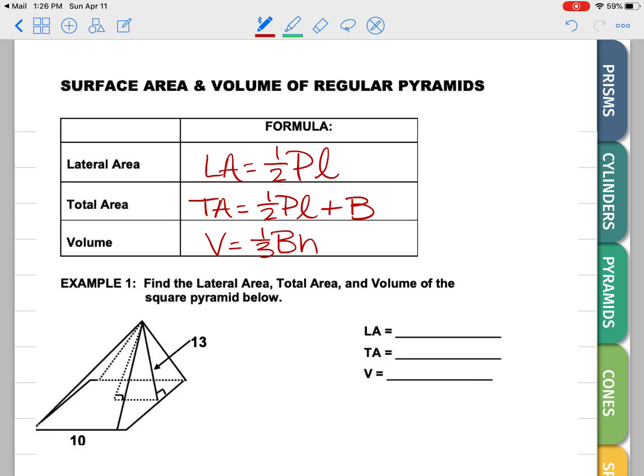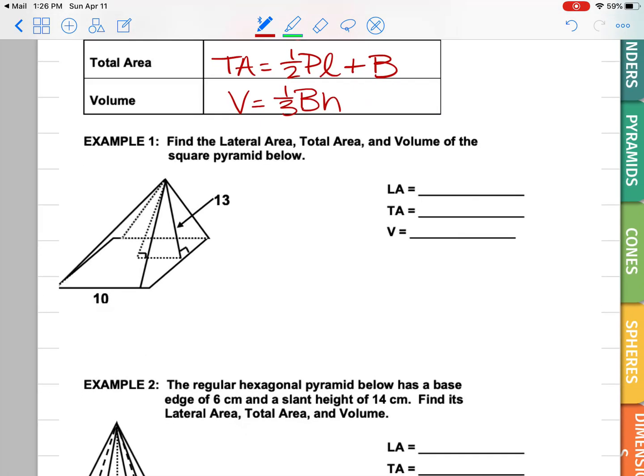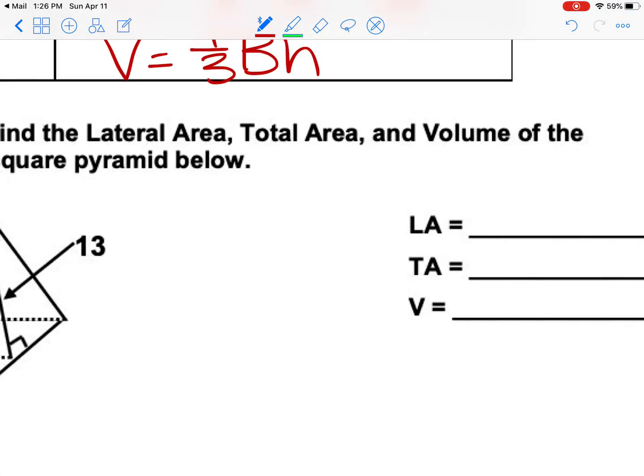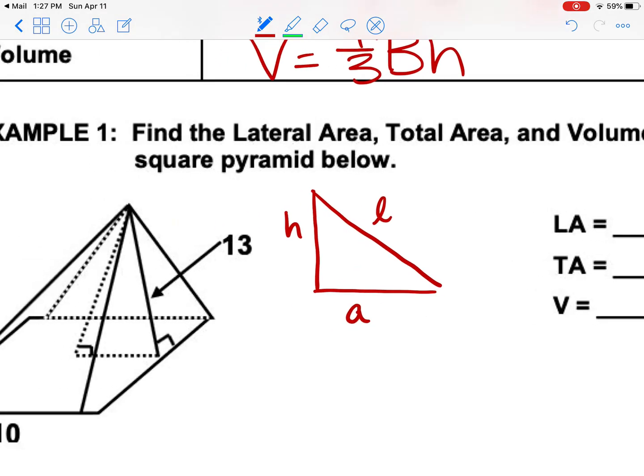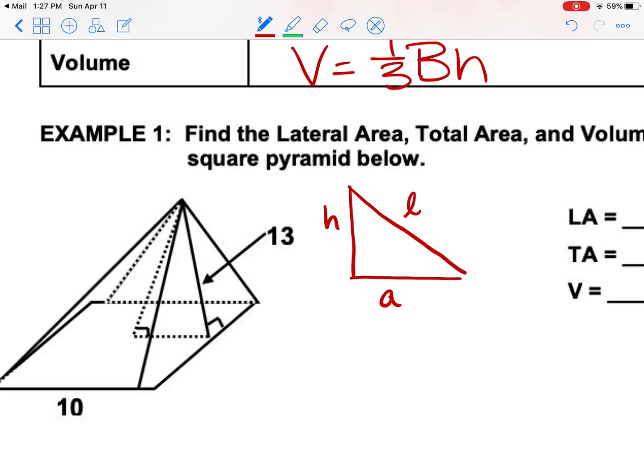So when you are working through these, my advice to start would be to draw your slice like we did in the warm-up. So remember, this is slant height, your height, and your apothem. So looking at the picture here, we know the slant height is 13. We don't know the true height, the one in the middle, and our apothem would be half of that side length there, since it's a square, would be 5.